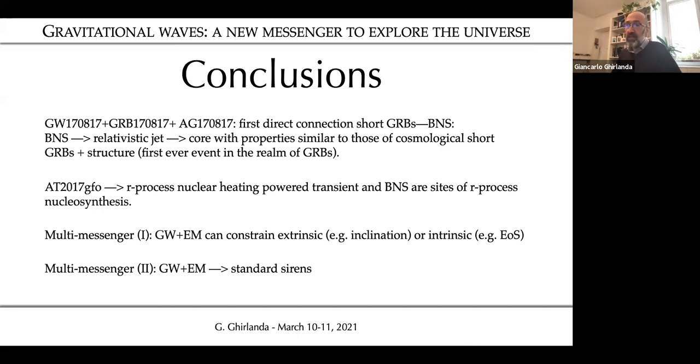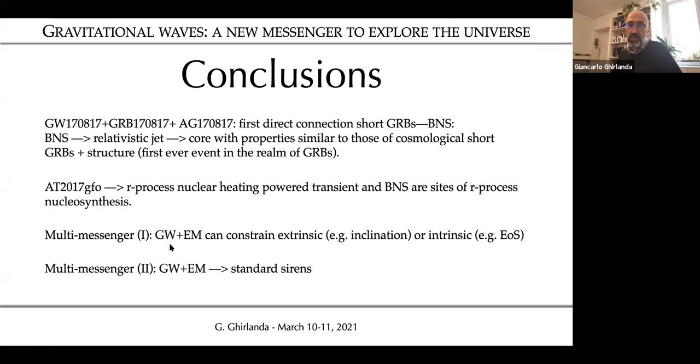The kilonova of 170817 demonstrated that r-process nuclear heating power can produce transients like the one we observed. The main ingredients are the mass, the opacity, and the heating rate within the optically thin region. And of course, it's the dynamical evolution which determines how the light curve is shaped, becoming progressively more and more optically thin. The multi-messenger implication, one of which was the subject of another lecture, is using gravitational wave and electromagnetic emission as standard sirens.